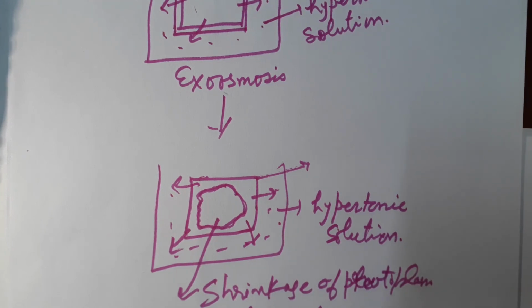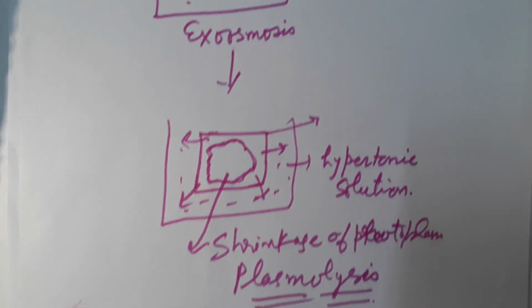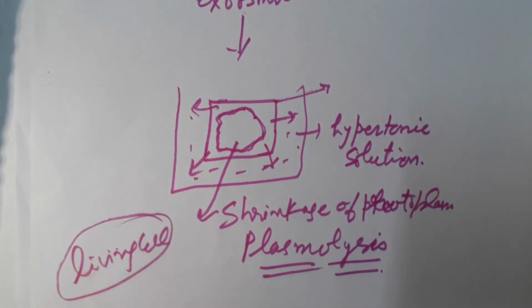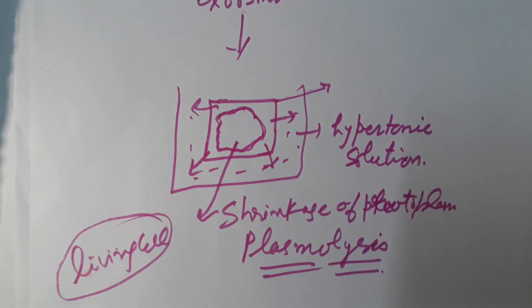We can observe the process of osmosis or plasmolysis only in the living cell. We can perform this activity only in the living cell. In a dead cell, we cannot observe the process of osmosis or plasmolysis, because in a dead cell only the outer boundary of the cell, that is the cell wall, is there. No protoplasm is there. Protoplasm means cytoplasm plus nucleus, which is not present in the dead cell. So in a dead cell we cannot observe the activity of plasmolysis or osmosis. We can observe the activity of plasmolysis only in the living cell.